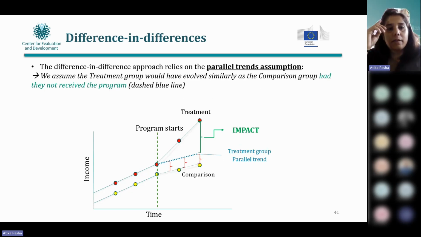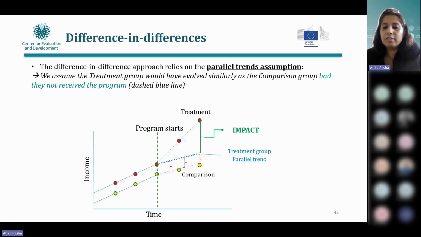This is because the difference in difference approach relies on one main assumption, which is the parallel trends assumption. What this means is that if we were to observe the two groups before the program, let's say the 2 years before the program, and look at the average income of both groups, on average they should be following a similar trend and should, in general, be evolving similarly across time. If we have this assumption, we can assume that had the program not taken place, they would have continued to evolve similarly over time.